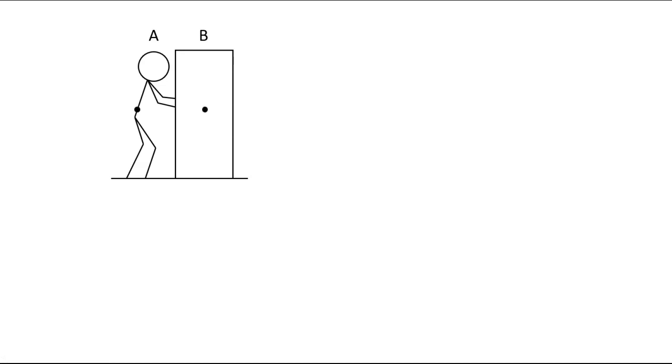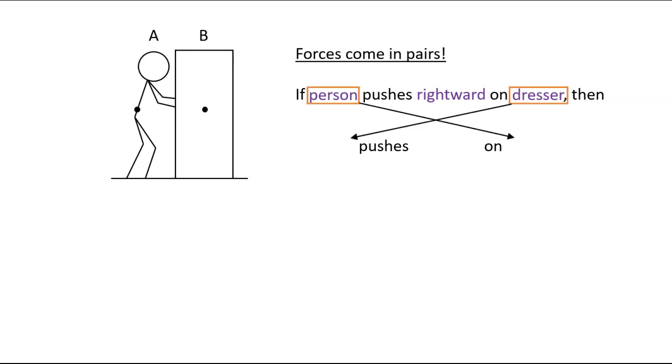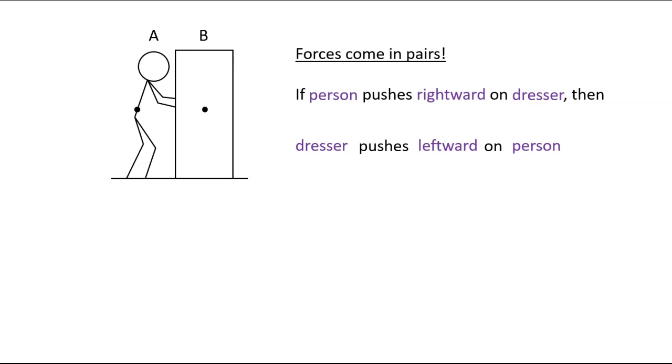Another way to think about Newton's third law is that forces come in pairs. And the way you can think about these pairs is very algorithmic. All right, what are the two objects? Person pushing rightward on dresser. Well, if that force exists, here's what you do. Swap the two objects and then change the direction. So if person pushes on dresser, then dresser pushes on person. Which way? The opposite direction, to the left. And of course, these two forces have equal magnitude.